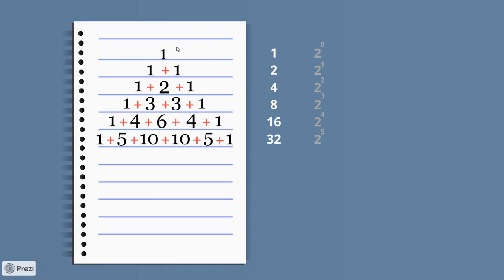So this is the 0th row, this is the first row, the second row, the third row, the fourth row, the fifth row. The row counting starts from 0, by the way. So you take the number 2, and as the power you put the row number. This is the 5th row, so I am putting 2 to the power 5. This is the 0th row, so I am putting 2 to the power 0. And you get the sum of all the digits in that row.